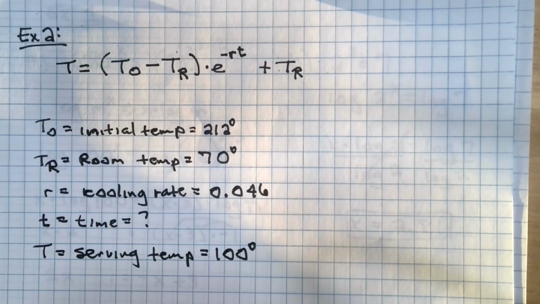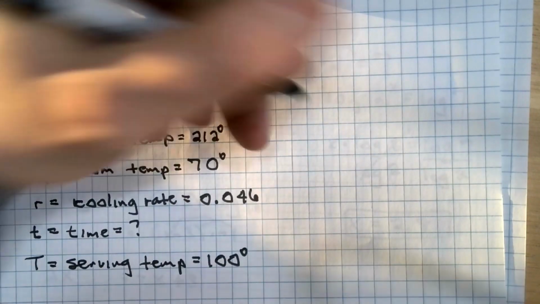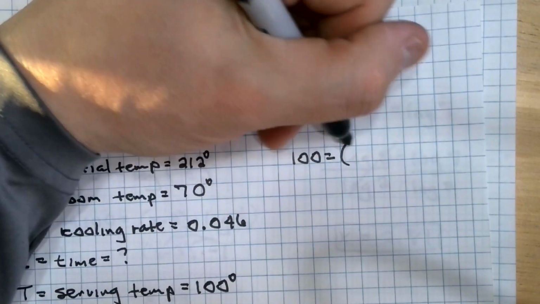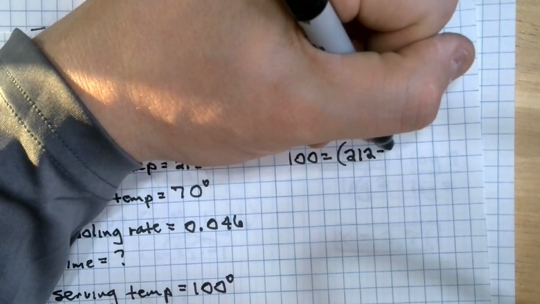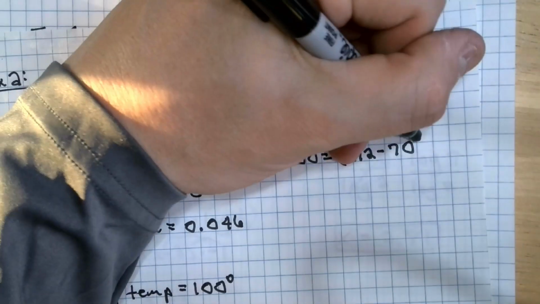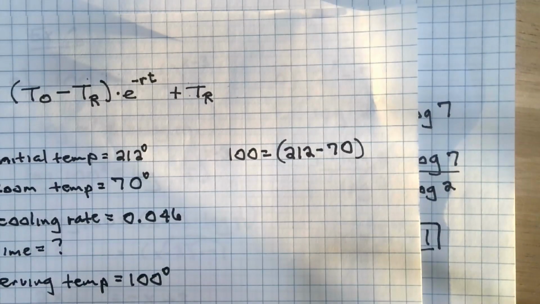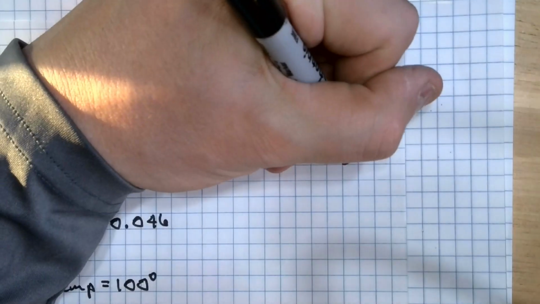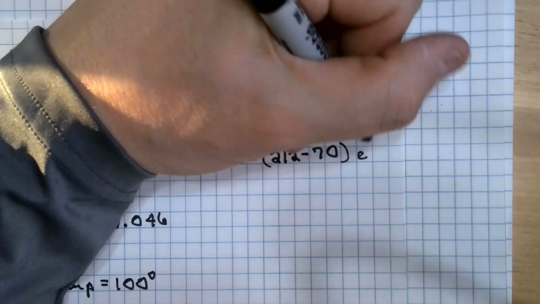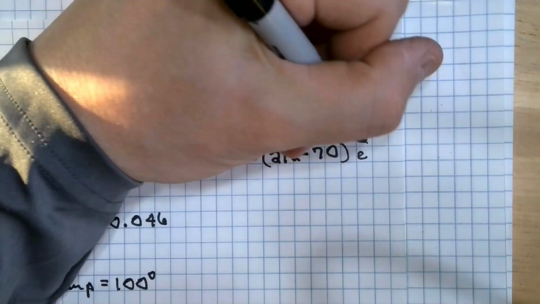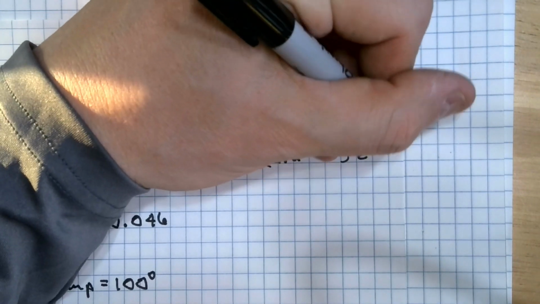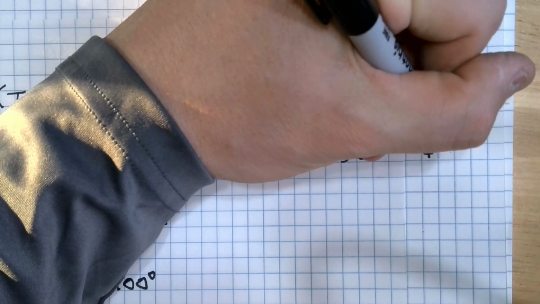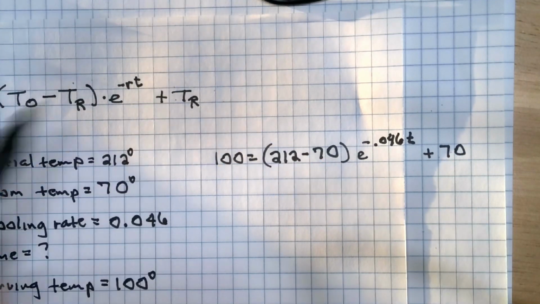All right, now that we have all of those variables, we want to go ahead and plug them into this formula. So we have T, which is 100, and that's going to equal T sub 0, which is 212, minus 70, which is the room temperature, times E, and we're going to raise E to the, since it's the negative RT power, negative 0.046 T, and then it's going to be plus 70, which is our room temperature once again.